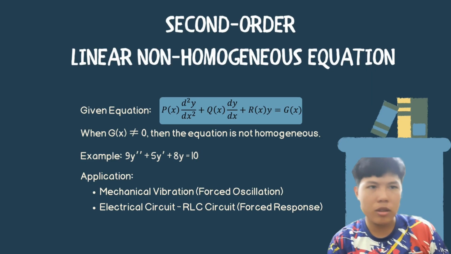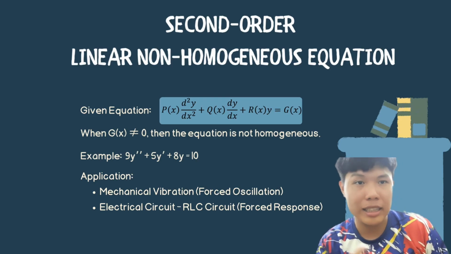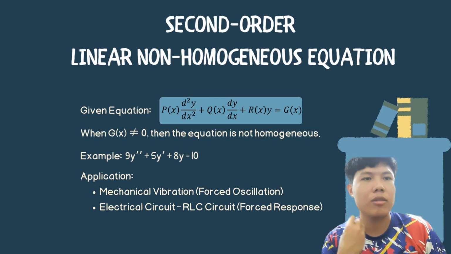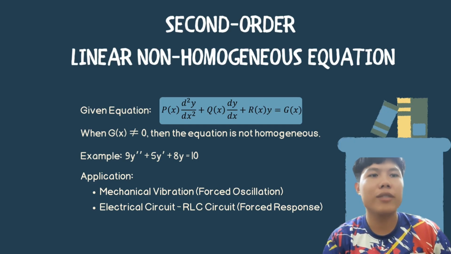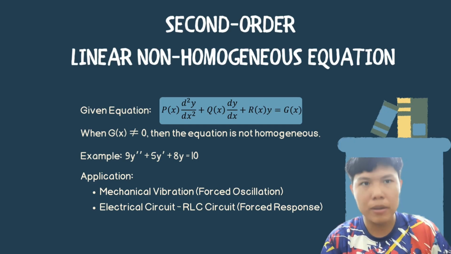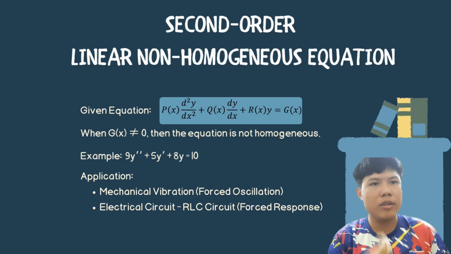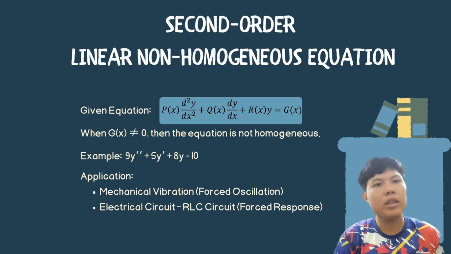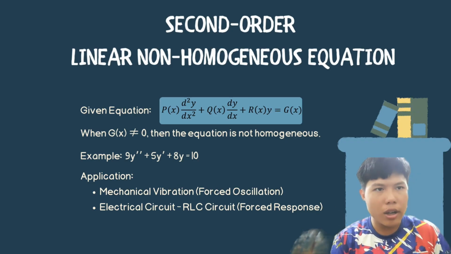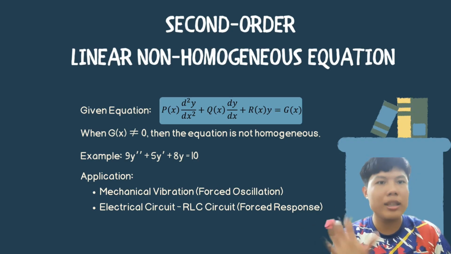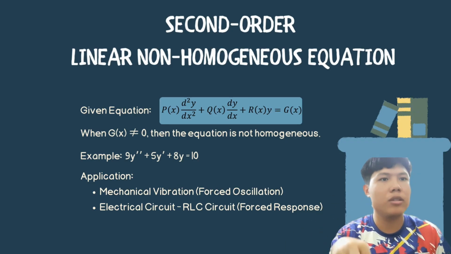And it is the same equation for the second order linear non-homogeneous equation, but the equation is non-homogeneous when the right hand side, that is g(x), is not equal to 0. For example, 9y'' plus 5y' plus 8y equals 10. Where can we apply this equation? We can apply it in mechanical vibration for the forced oscillation and also in the RLC circuit for the forced response.